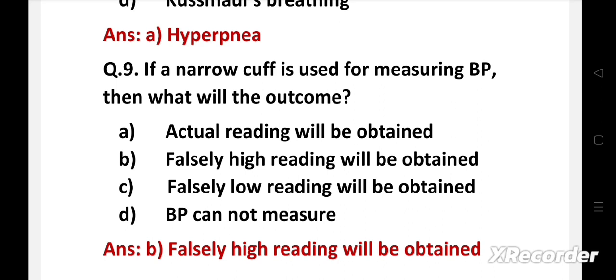Use of a narrow cuff leads to a falsely high reading, and use of a large cuff will cause a falsely low reading. The width of the BP cuff should be 40% of the circumference, and the length of the cuff should be 80% of the circumference.